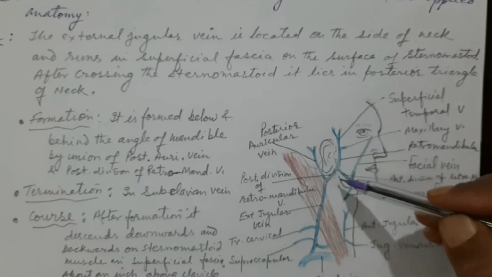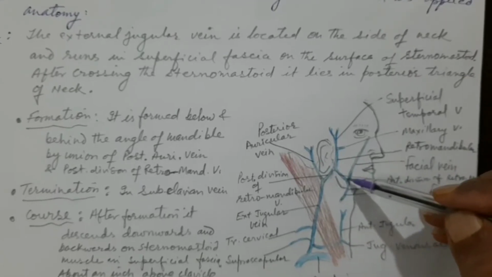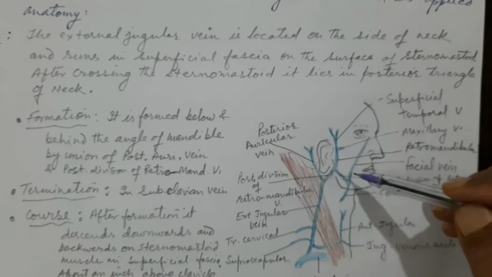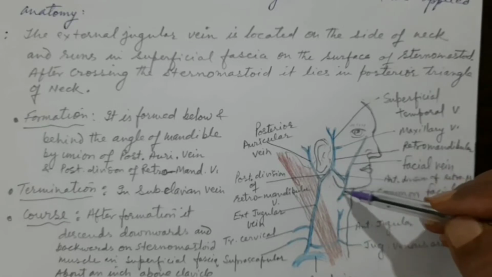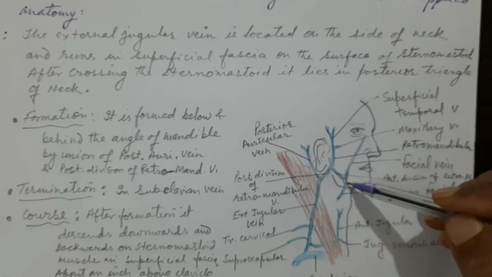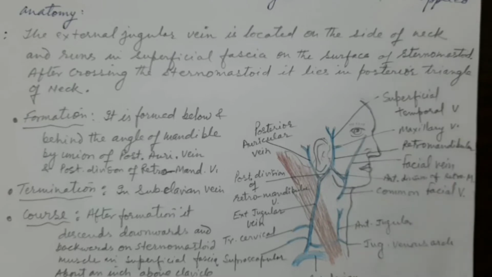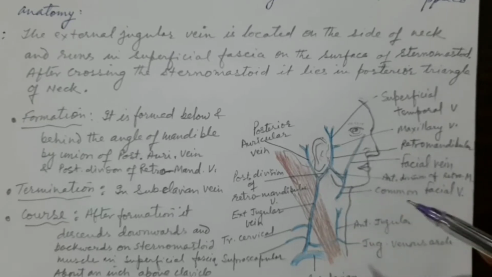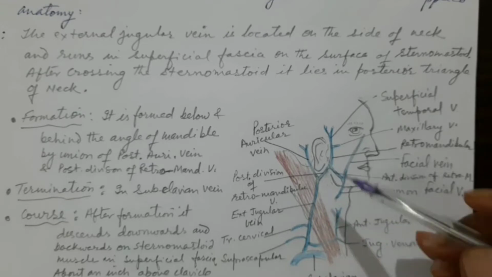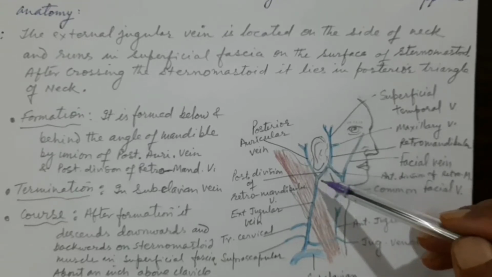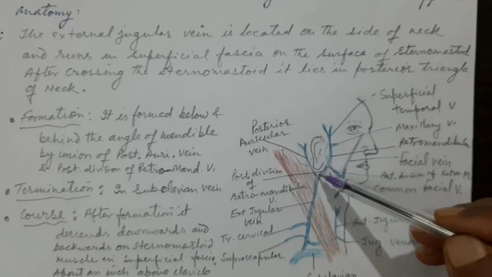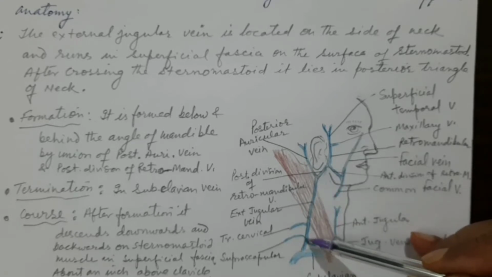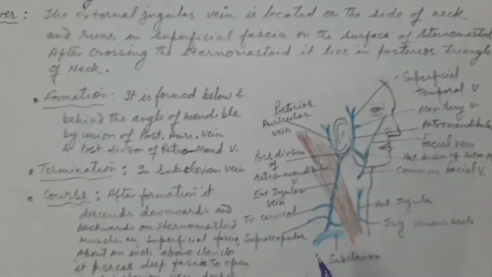The union is either just above the angle of the mandible or below it, mostly below the angle of the mandible. The anterior division unites with the facial vein to form the common facial vein, which drains into the internal jugular vein, not shown in this diagram. Coming back to the formation, by the union of the posterior auricular vein and the posterior division of the retromandibular vein, this is how the external jugular vein is formed. Let us come to its termination.